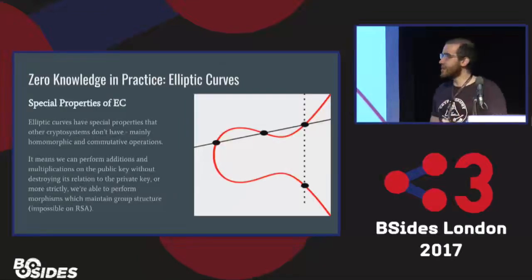It means we can perform additions and multiplications on the public key without destroying its relation to the private key. So in mathematical terms, you can perform an isomorphism which maintains the group structure. So it's an isomorphism.